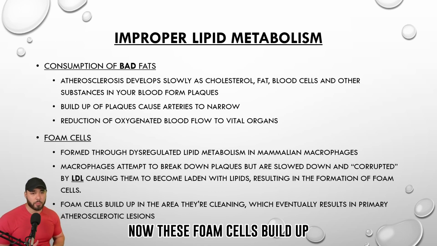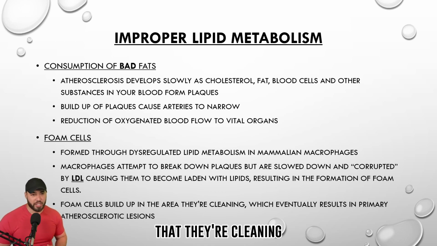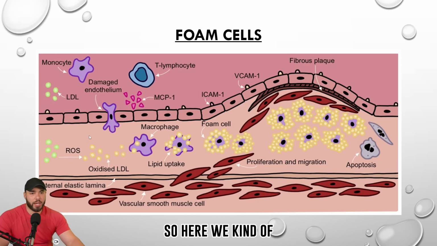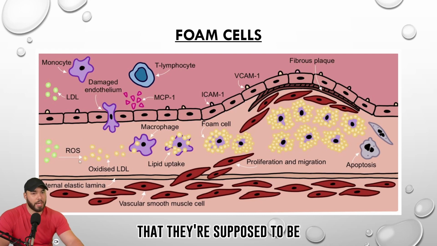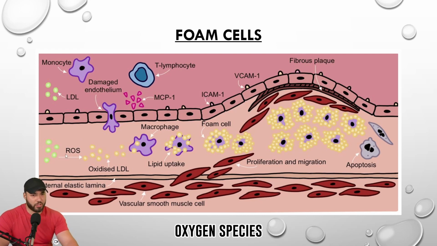Now, these foam cells build up in the area that they're cleaning, which eventually results in primary atherosclerotic lesions. So here we kind of have a schematic, and you can see my cursor. We have the macrophages, which are now in the area that they're supposed to be. And then ROS is reactive oxygen species.